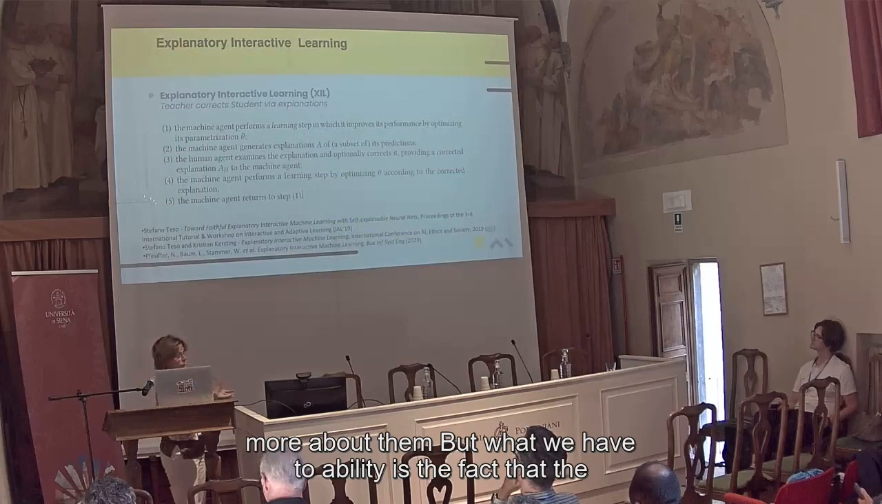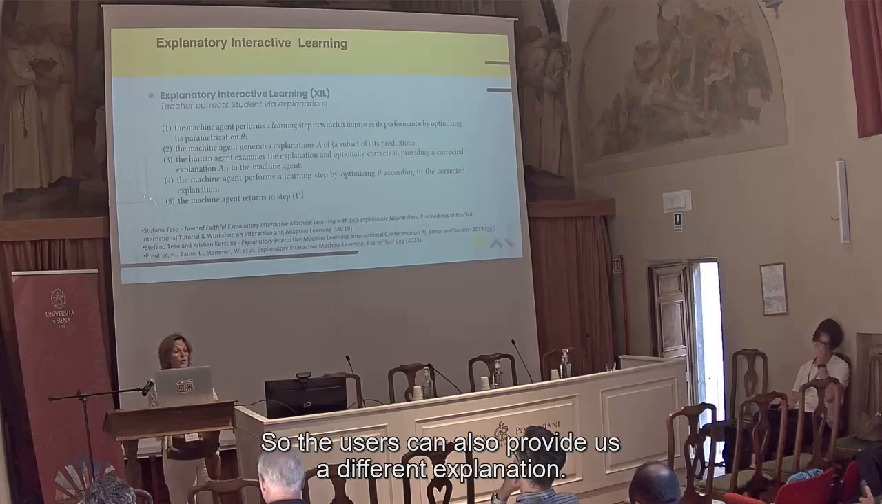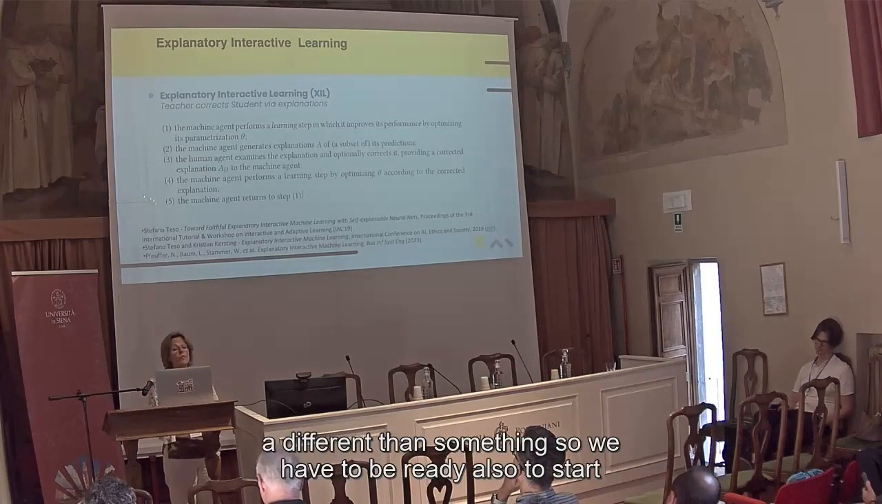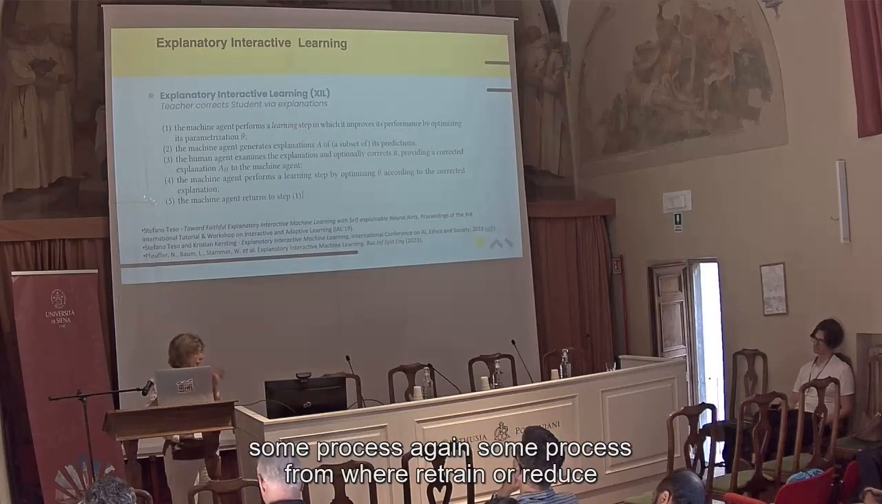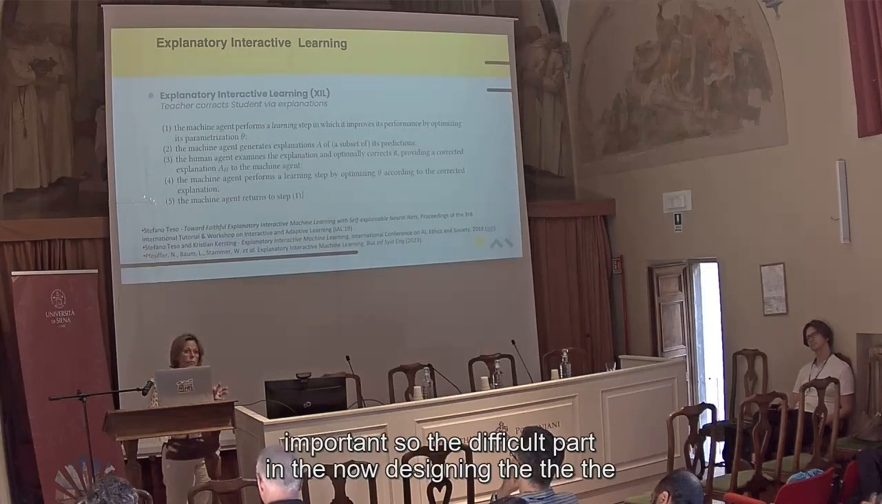But what we have to enable is the fact that some of the explanations that we provide do not satisfy the users. The users can also provide us a different explanation. We provide an explanation, and the user may say, okay, no, this is something different. So we have to be ready also to start some process again, retrain or redo some steps from somewhere. And this is the difficult part in designing the system now.